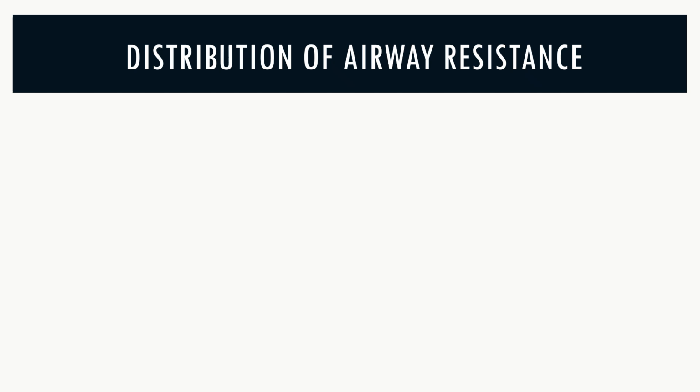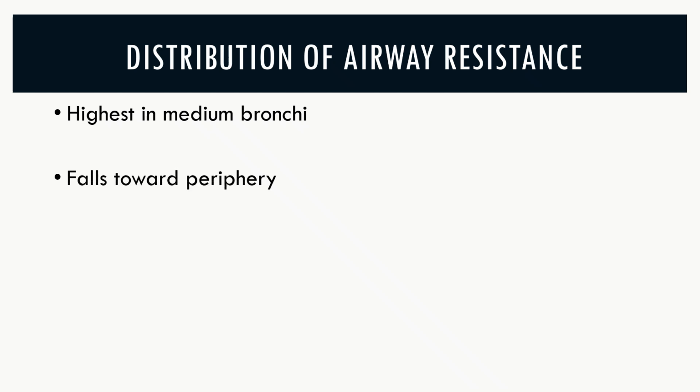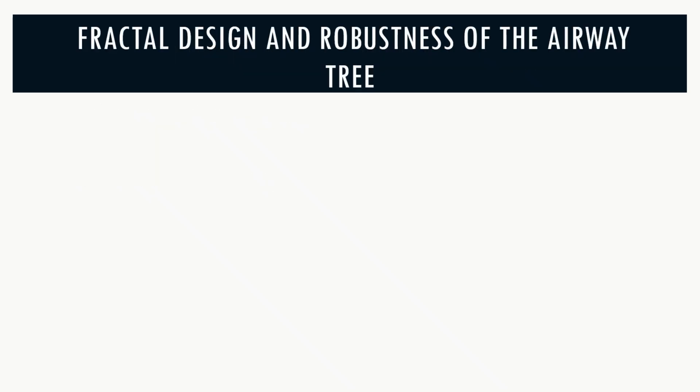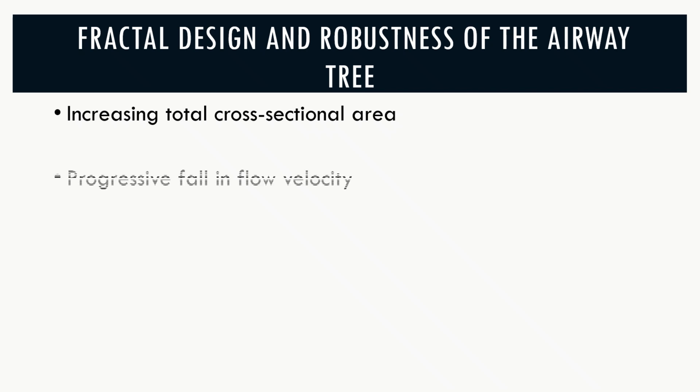Distribution of airway resistance. Airway resistance is highest in medium-sized conducting bronchi and decreases rapidly towards lung periphery due to increase in total cross-sectional area. Fractal design and robustness of airway tree. As airway branching progresses, total cross-sectional area of airway tree increases, leading to progressive fall in airflow velocity towards periphery.